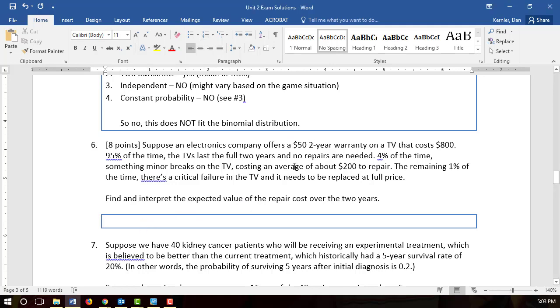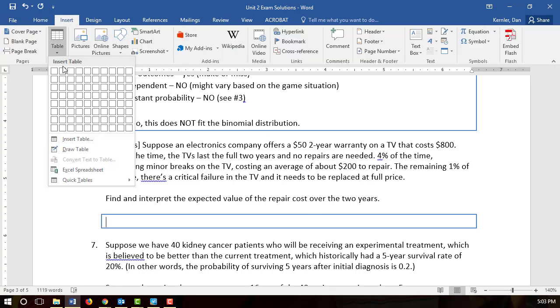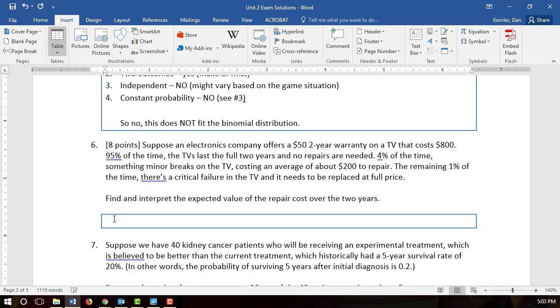So actually here, the warranty price is kind of just in there as a distractor. I don't know if I can insert a table without messing all this up. No, not really. All right, so let me do this. I'm just going to do an x and then a probability of x.